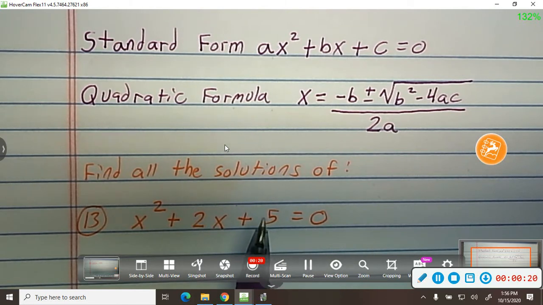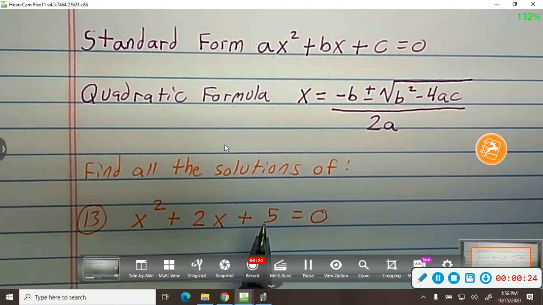So you may be starting to wonder, how are you going to do that and get 0 when everything is positive? You're going to square something, it gets positive, and then you take 2 times something that could be negative, and then you add 5. How do you get 0?